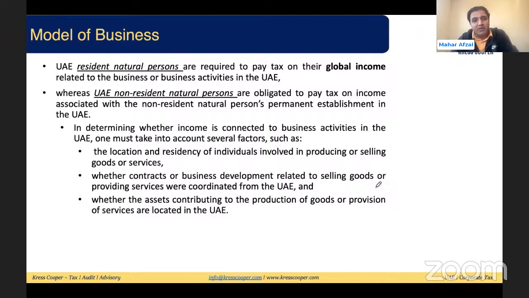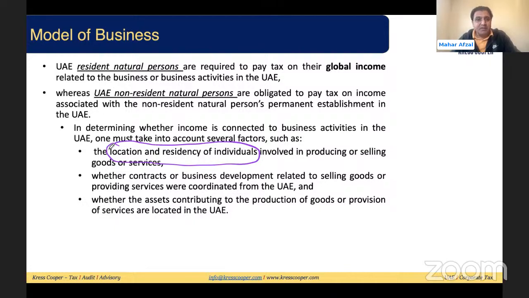First of all, the location and residency of the individual involved in producing or selling of goods and services. Important thing, location and residency of the individual. If the individual is within the UAE, they are resident of the UAE, means 100% income pertains to the UAE. They will be liable to pay tax on that income in the UAE. Whether contracts or business development related to selling of the goods, if the contract is being executed in the UAE, business development is being done in the UAE, it doesn't matter wherever is the person, it will be considered UAE income and the person will be liable to pay tax in the UAE.